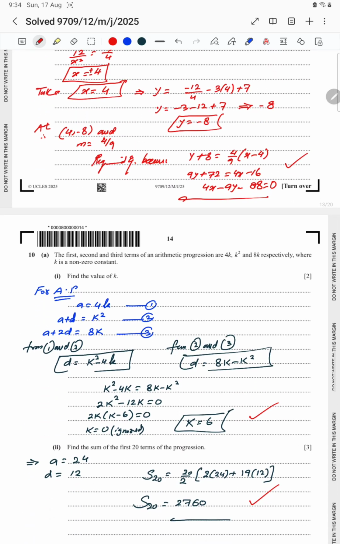Question number 10 is from AP GP. It's another easy question. The first, second, and third terms of an arithmetic progression are, first is a, second is a plus d, this is a plus 2d, respectively, where k is a constant. Find the value of k.